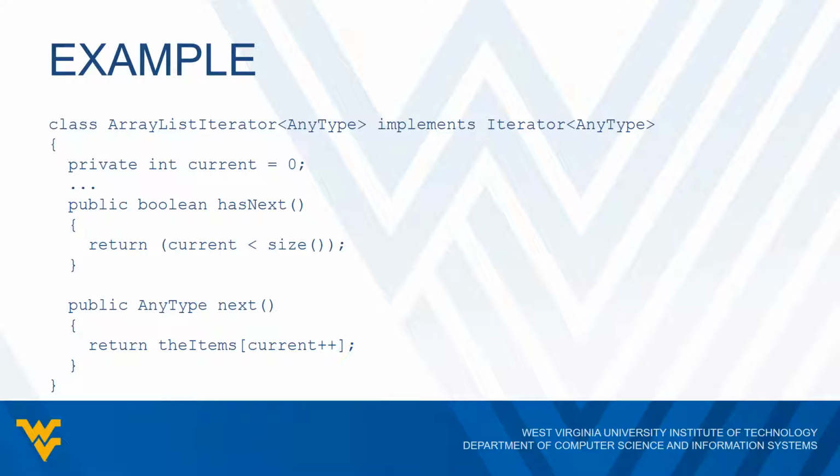And then here is the rest of the code in the same file. So we have our class ArrayListIterator. It implements the Iterator interface. We have the current, which represents our current position, is initially 0. We have implementations for our hasNext and next methods, so we can check to make sure that there is still something in our collection or in our list. And then our next method does give us the next item in our list.